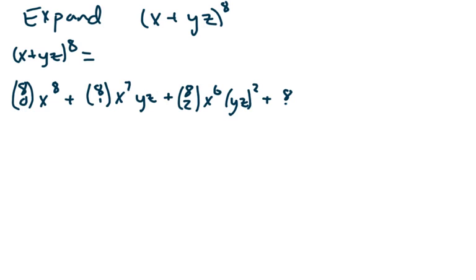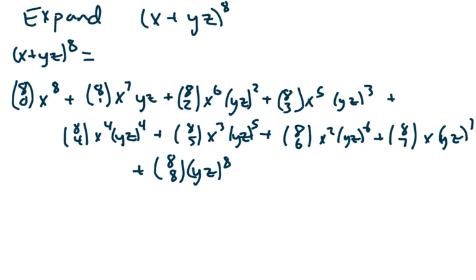We've covered most of the important things, and we should be able to zoom right along now. 1 less power of x, 1 more power of yz. And let's cut to the end here. We've got, look at this, 9 terms.